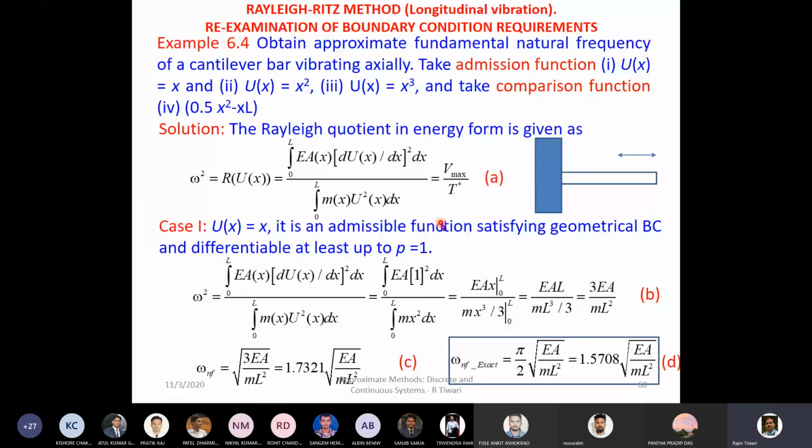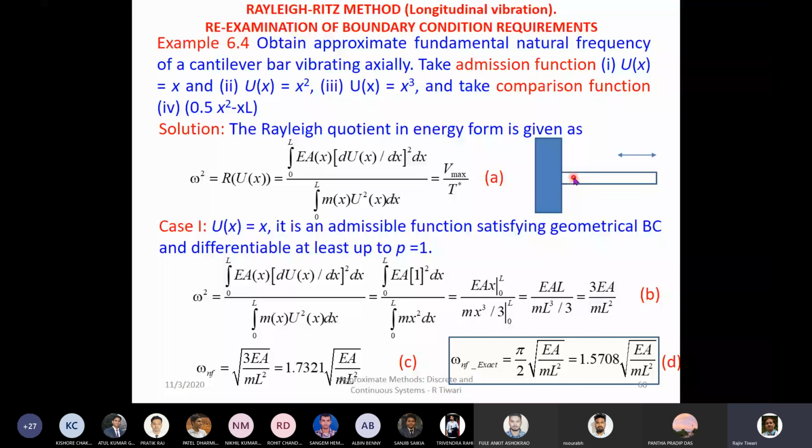Now take one simple example. This example is very simple, just to illustrate the method, and then we'll take up a more complex case. We know the cantilever beam; we have already solved for axial vibration. Closed form solutions are available, but just to check how the method works for simple functions and simple geometry, I have taken this particular example.